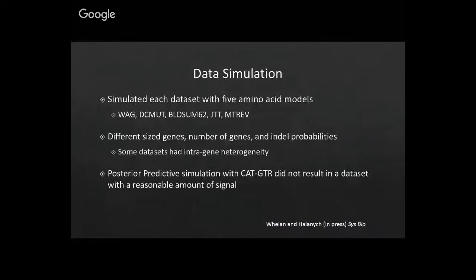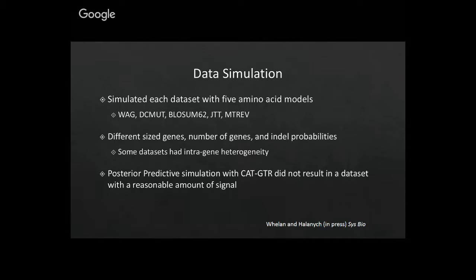So we simulated each data set with 5 amino acids. I'm going to briefly scan over this. It's all in the paper that we just had come out in Systematic Biology. We simulated data with different size genes, number of genes, and different indel probabilities. Those indel probabilities, by having indels, also incorporated missing data into the analysis. Some data sets did have intragene heterogeneity.